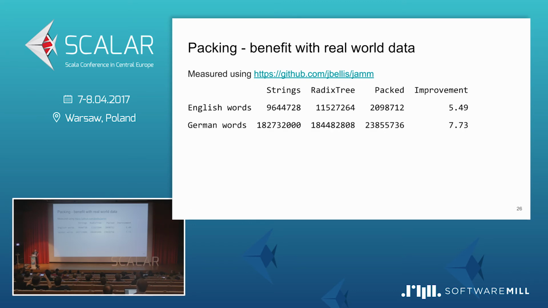But now let's take a look at German words. German words have much more redundancy. So I have a very large corpus of German words with lots of inflections also in there. And if I create a radix tree, it's slightly bigger than the flat list of strings because of all the nodes. But then when I pack it, I get a factor of 7.7 improvement.